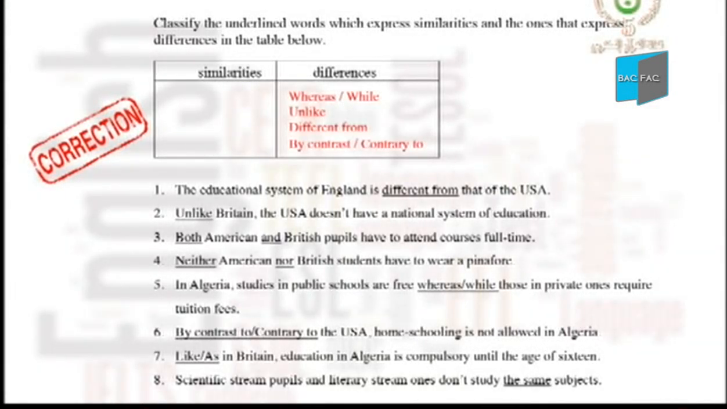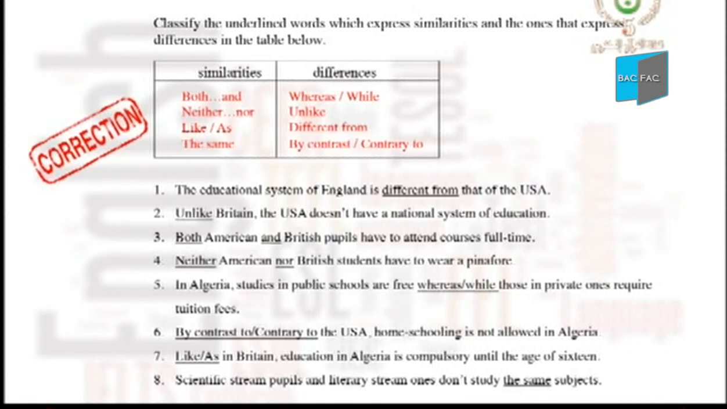Yes, it expresses a difference, right? Second sentence, sorry. "Unlike" also expresses a difference. Sentence 3, "both American and British pupils have to attend." This time it expresses similarity. So with "both... and." Sentence 4, "neither... nor." Yes, this time again it expresses a similarity but in the negative form.